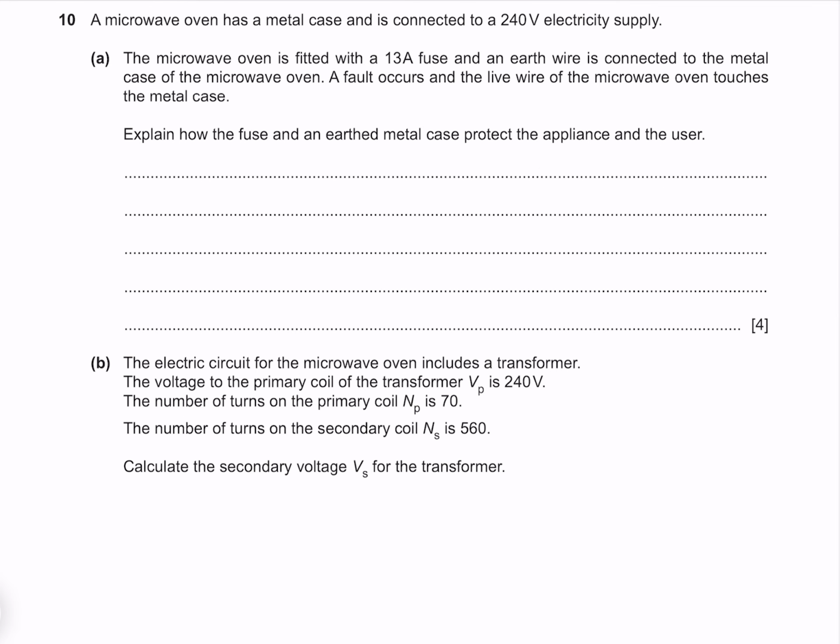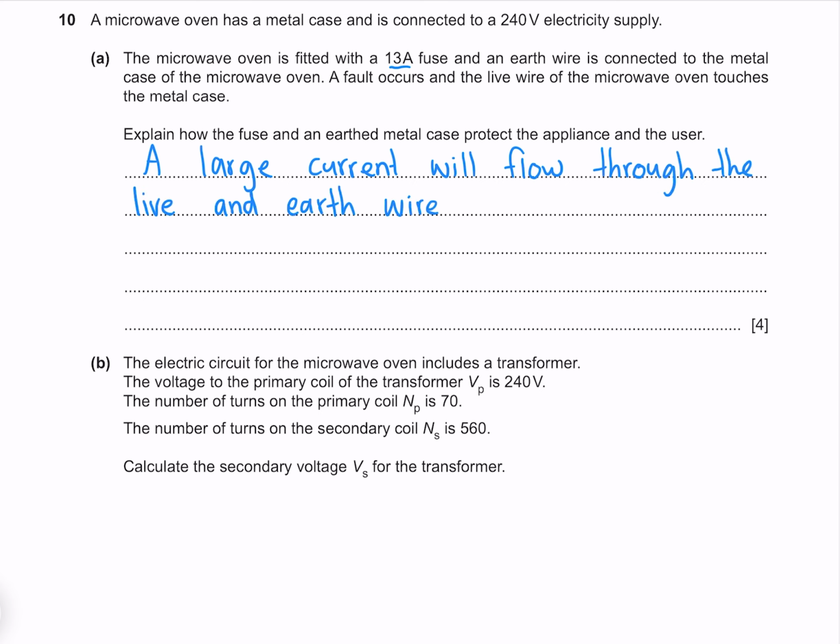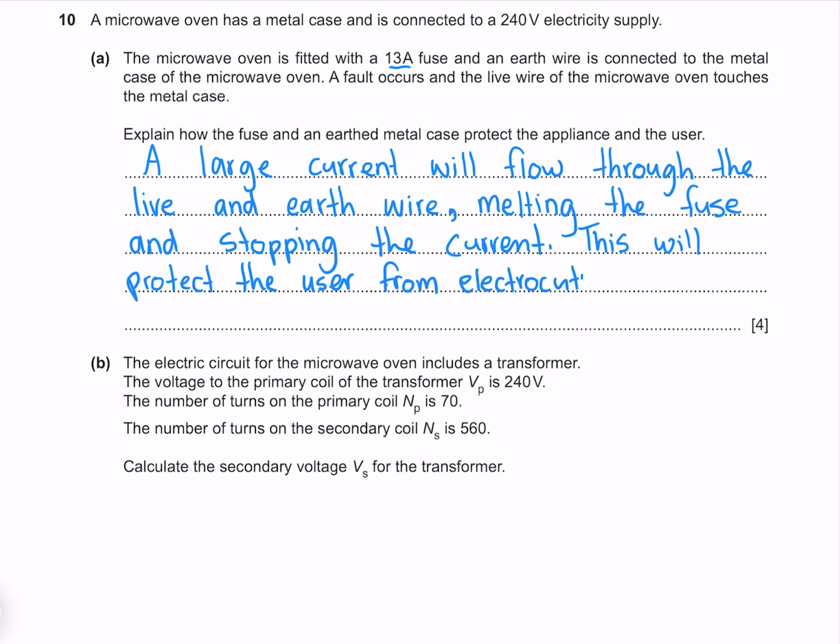A microwave oven has a metal case and is connected to a 240 volt electricity supply. The microwave oven is fitted with a 13 amp fuse, and an earth wire is connected to the metal case of the microwave oven. A fault occurs, and the live wire of the microwave oven touches the metal case. Explain how the fuse and an earthed metal case protect the appliance and the user. A large current will flow through the live and earth wire, melting the fuse and stopping the current. This will protect the user from electrocution and the appliance from overheating.